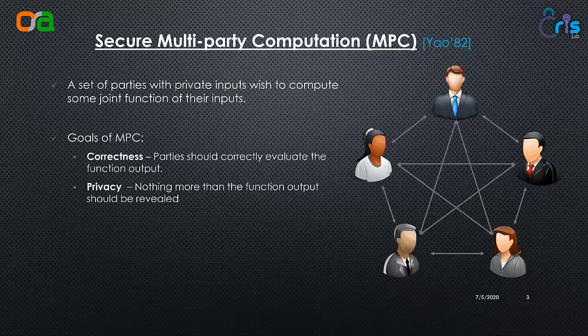More formally, secure multi-party computation is where a set of parties have their private inputs and they wish to compute some joint function of their inputs. So the goals for this MPC are, the first one is correctness. That is, at the end of the computation, all the parties should indeed get the correct output. And second is privacy, that nothing more than the function output should be revealed. So in a more informal sense, any party should not be able to derive any additional information of some other party's input.